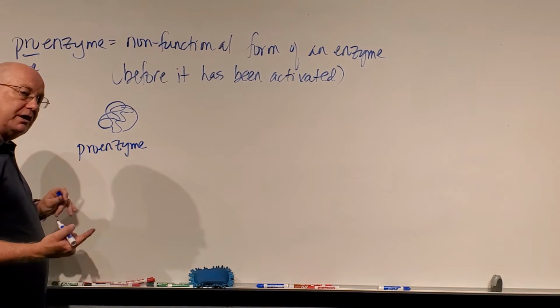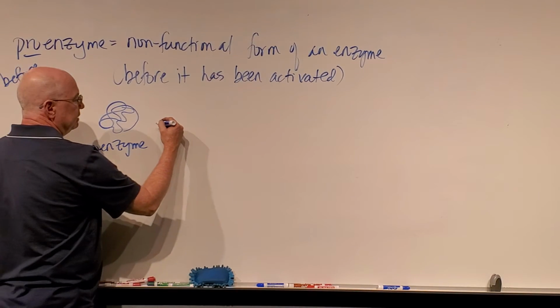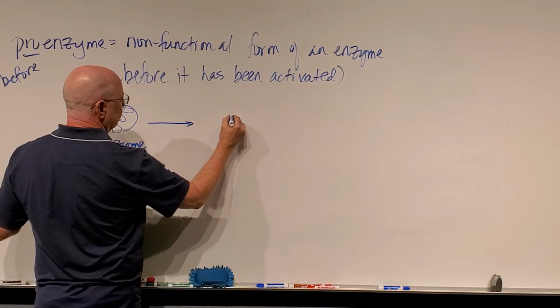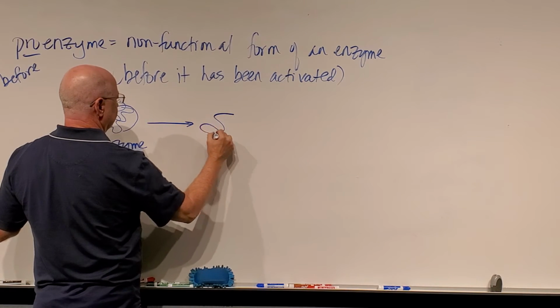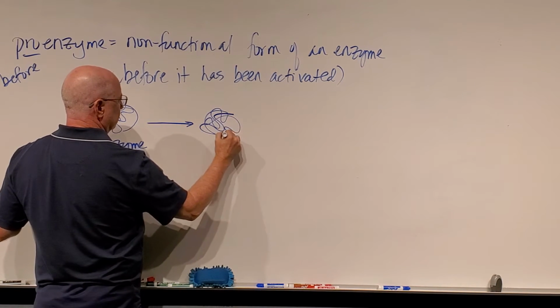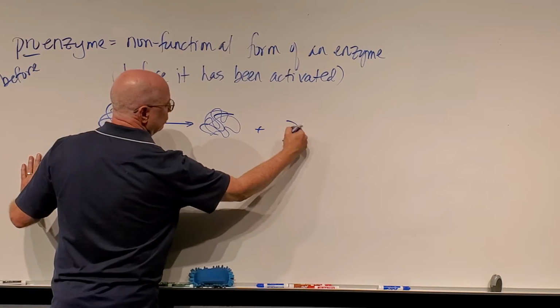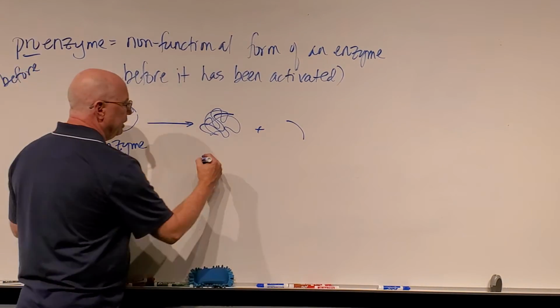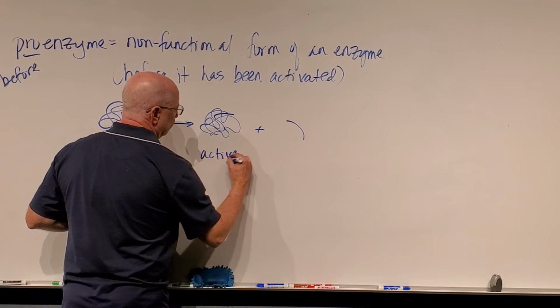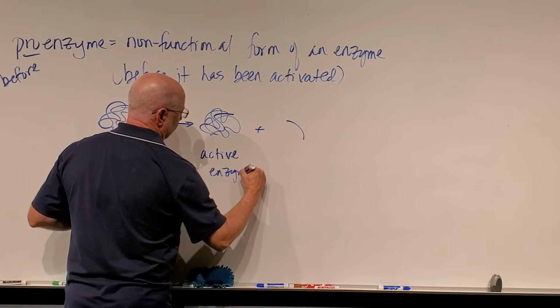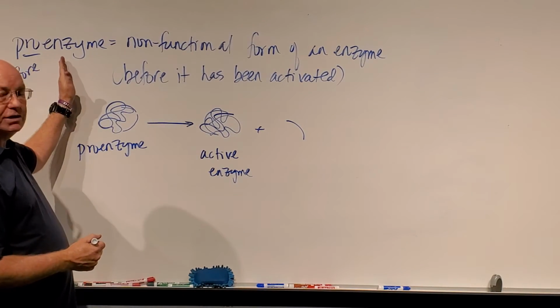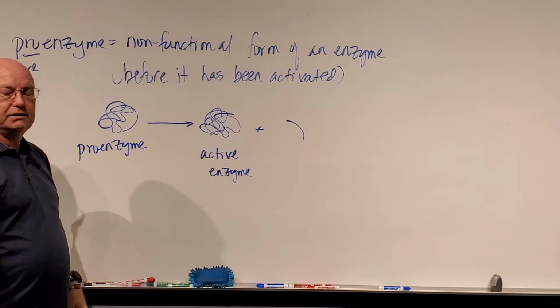And sometimes the cell can process the enzyme, and what it will do is break our enzyme like this. And it'll cleave this little piece off. It'll literally cut a piece off and remove it, and now I get the active enzyme. And I call that enzyme activation, converting a proenzyme into a functional form of the enzyme.